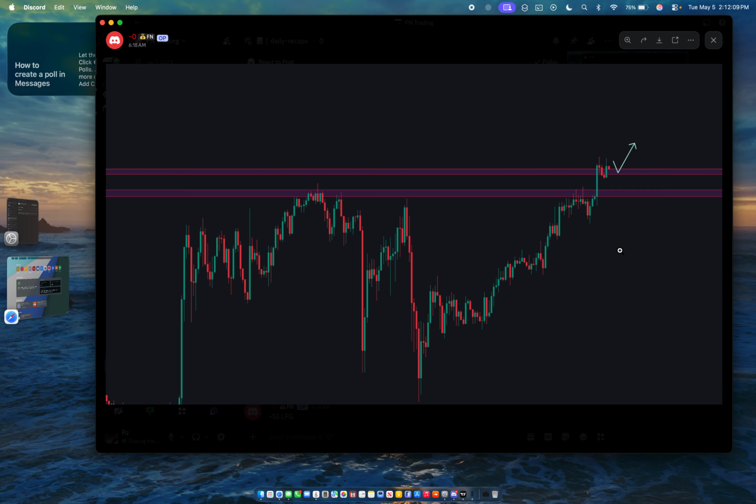Acorn actually had it near that double bottom, and he had an entry better than mine. And I did tell him that he did the right thing, and it's what I should have done: have my entry near that double bottom. I noticed that after it happened.